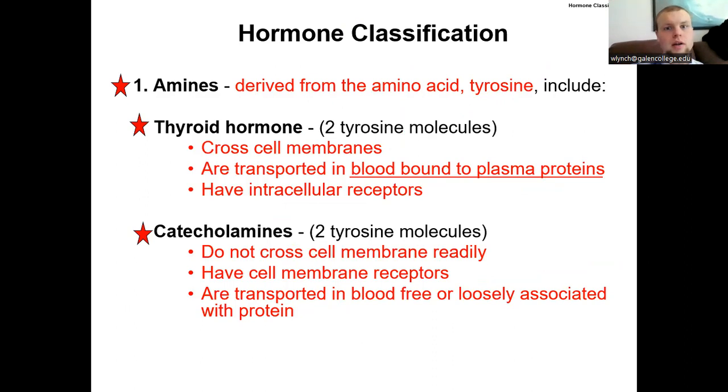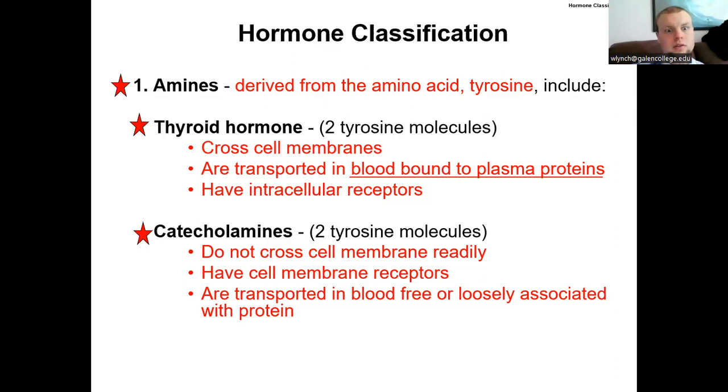The amine hormones derived from the amino acid tyrosine. Number one, we have the thyroid hormones. Our two classifications, T4, which is thyroxine, T3, which is triiodothyronine. Both of those are derived from the thyroid gland. Right? So they can easily cross cell membranes, so they do have intracellular receptors. They're transported in the blood bound to large plasma proteins.